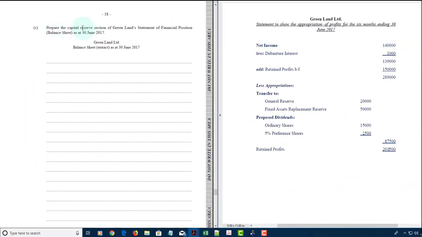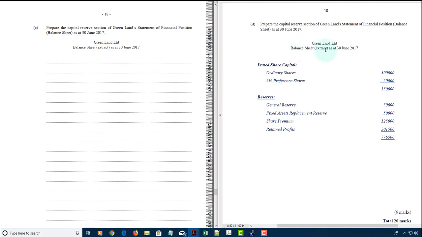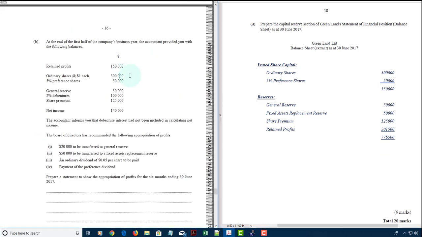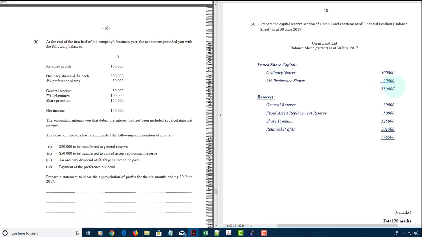The question says prepare the capital reserve section of Greenland's Statement of Financial Position, that's a balance sheet, as of 30th June 2017. Greenland Limited balance sheet extract as of 30th June 2017. You start with your issued share capital, ordinary shares, 300,000. Preference shares, 50,000. That gives you a total of 350,000. Then you are going to list your reserves. We have general reserve, we have share premium.